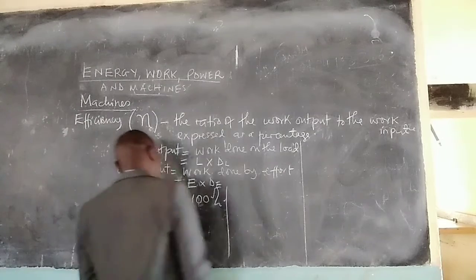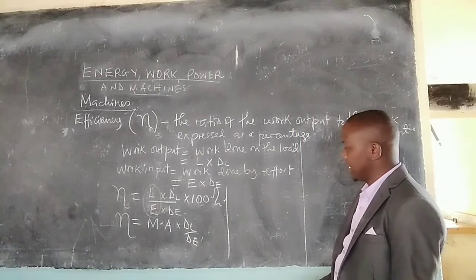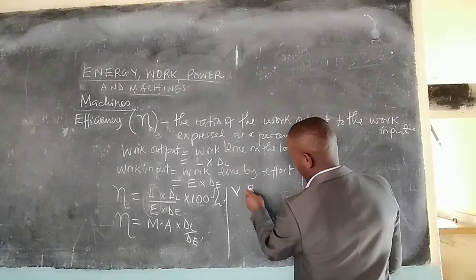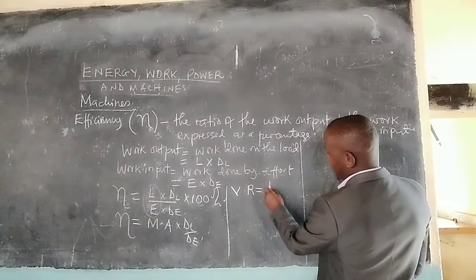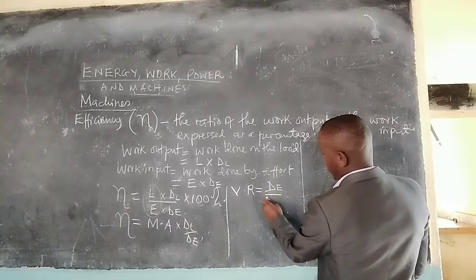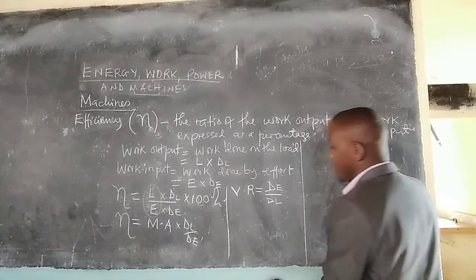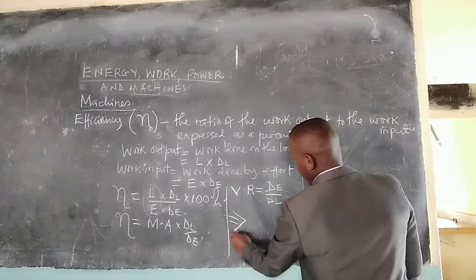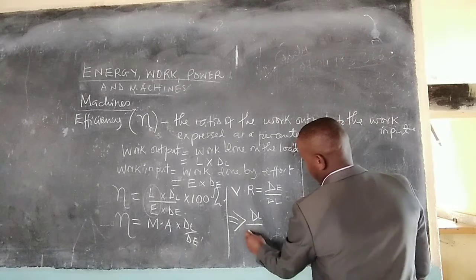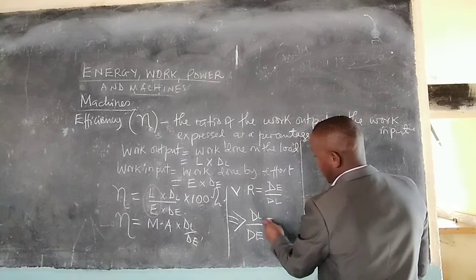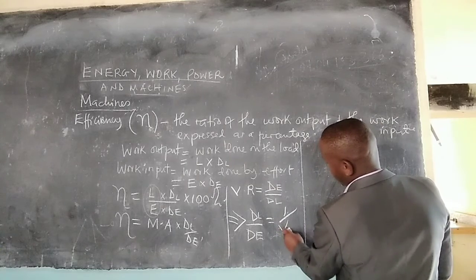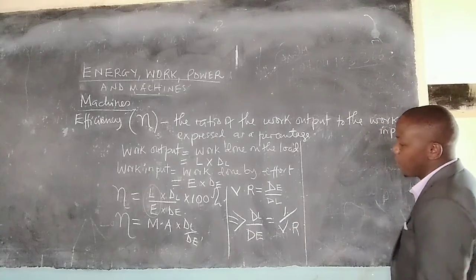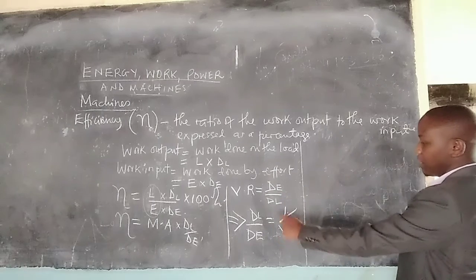Again, since we said that velocity ratio is given by distance of the effort out of distance of the load, and now we have distance of load over distance of effort, this means that distance of the load out of distance of the effort gives us the reciprocal of velocity ratio. With that, we can say dL out of dE is the reciprocal of velocity ratio.